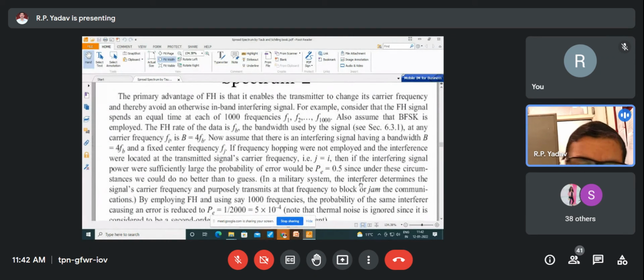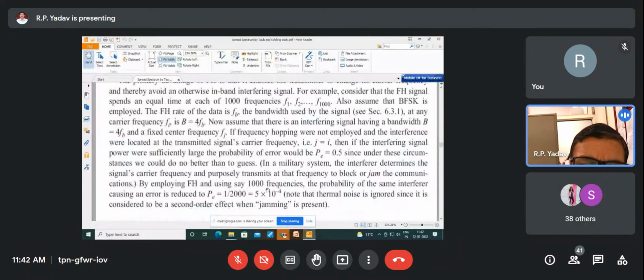In military systems, the interferer determines the signal's carrier frequency purposely and transmits at that frequency to block or jam, as I explained in the last lecture. By employing FS and using say 1000 frequencies, the probability of the same interferer causing an error is reduced by how much? 1 by 2000, because now my frequency is hopping, it's not getting transmitted at one frequency. So the error is reduced by 1 by 2000, whatever the carrier. You should understand that with these 1000, 2000 carriers, the switching is changing so fast, maybe more than 1500 switches per second. So it's very fast switching.